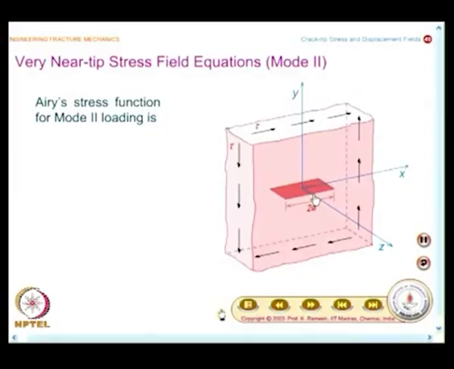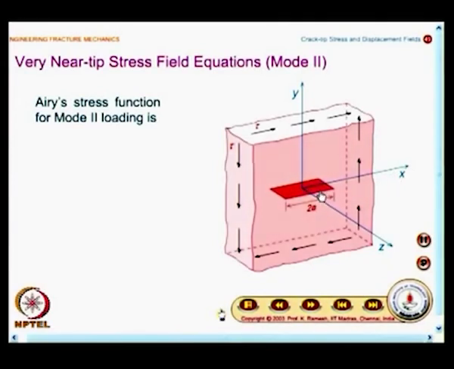They are very simple to analyze, that is the reason we are doing it. And you have a shearing mode, in plane shear mode, the crack surfaces shear like this. And you have to note down how the axes are marked. You have the x axis and y axis form in the plane of the specimen, and the z axis is perpendicular to that.